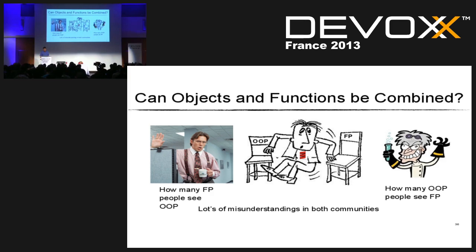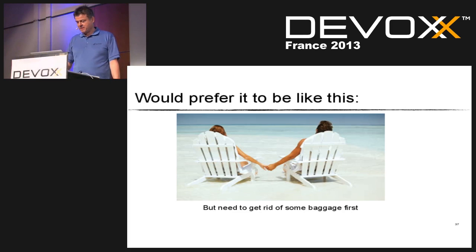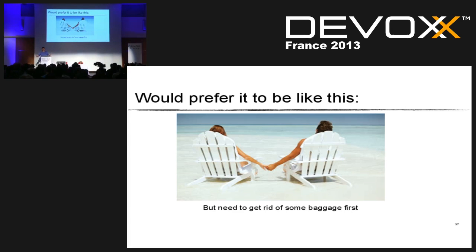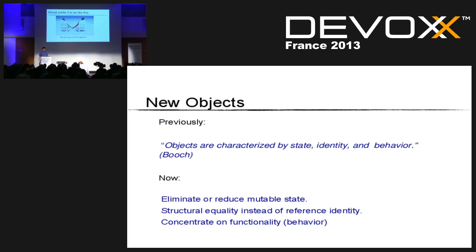And for some functional programmers, object-oriented programmers are these guys in suits who push out business applications and are evil managers or otherwise. That's a pity. I would much rather like things to be like this: sit on the beach. But to get there, we need to get rid of some baggage first. So what baggage do we need to get rid of?